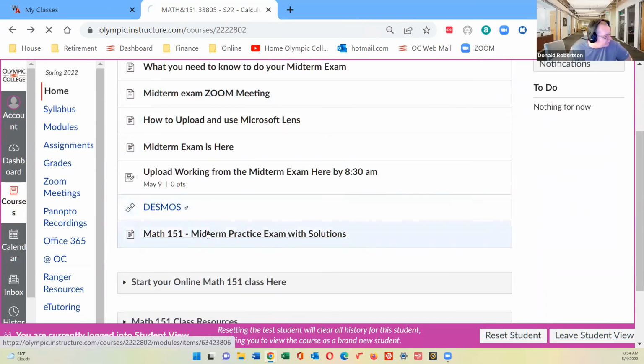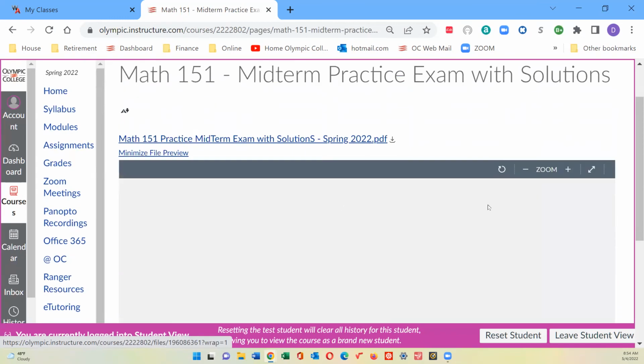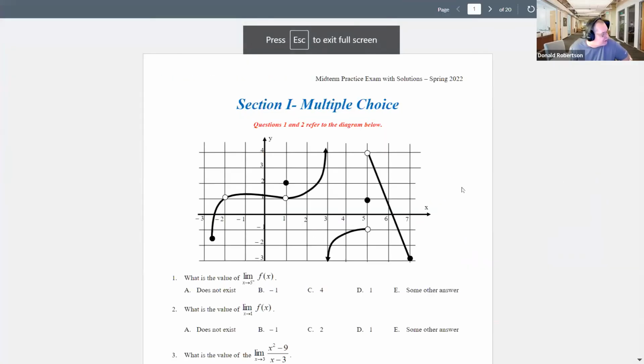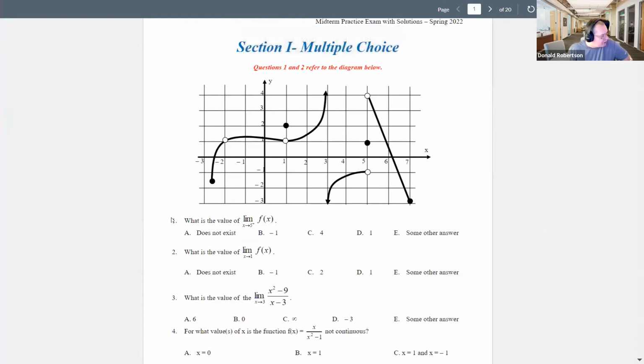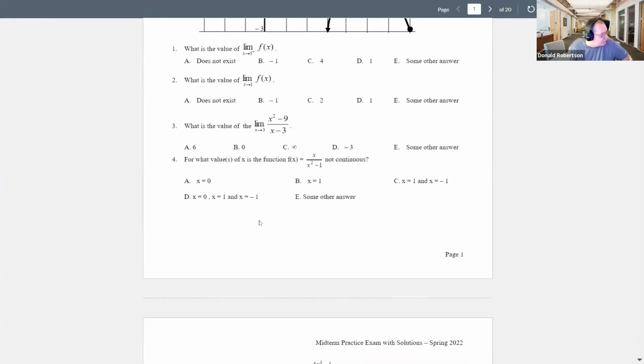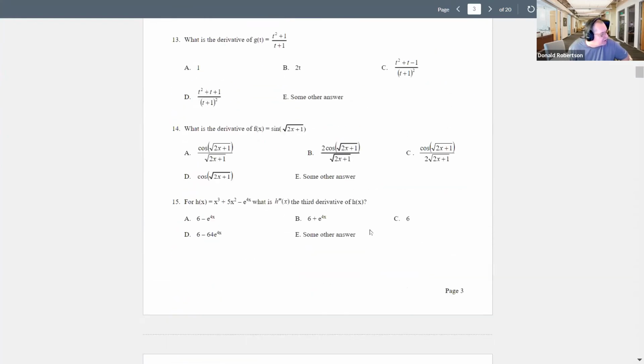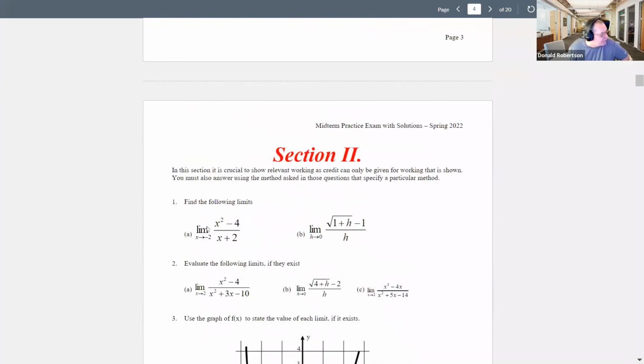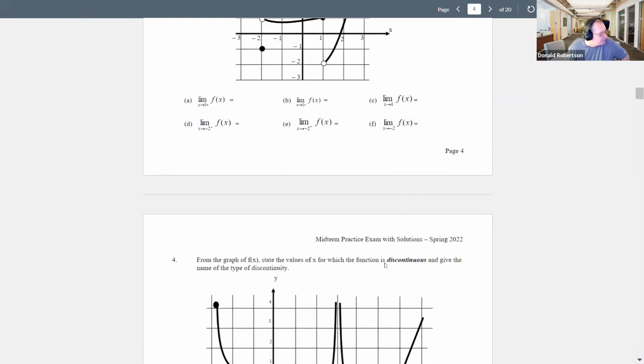Suppose this was your midterm. This is a practice one, but let's pretend for a minute it was your midterm. If it was multiple choice, you would just say, question 1, the answer's C. Question 4, E, right? And then you get to the section 2 stuff. You would say section 2 at the top, and then you would say question 1, A, and show me all the working. B, show me all the working.